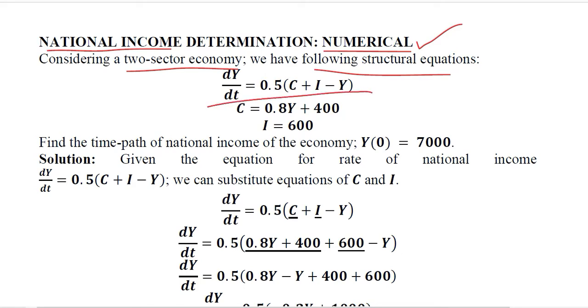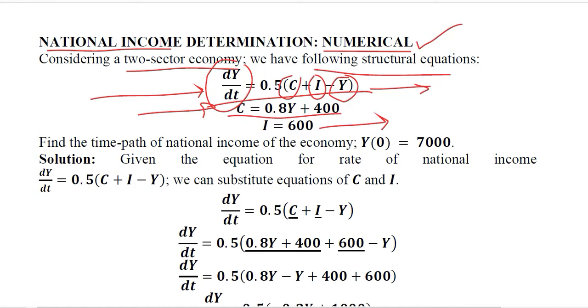The first one is a differential equation because it contains the derivative term, and it has the relevant variables, that is Y, I, and C, that is national income, investment, and consumption. In addition to this, we have the consumption function, which is equal to this, and finally we have the value of autonomous investment. So these structural equations will help us to develop the framework for determining the national income.